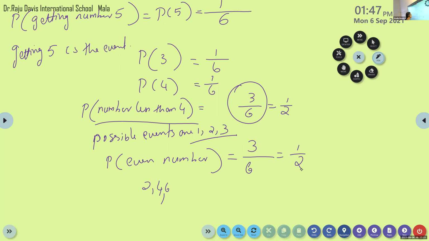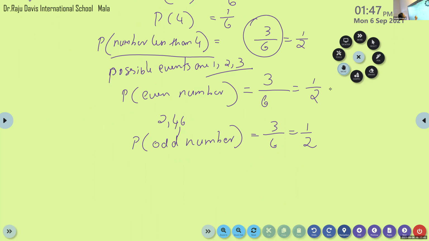Again 1 by 2. Similarly, in the same way we can write the probability of getting an odd number. How many odd numbers? 3 by 6, which is 1 by 2.